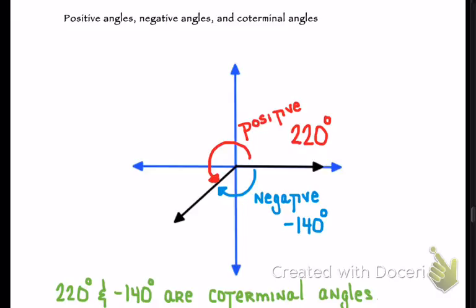Bonus opportunity. Can you tell me another positive angle besides 220 degrees that would be coterminal with 220 degrees? Bonus opportunity. What do you got?